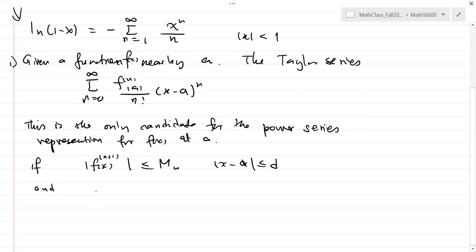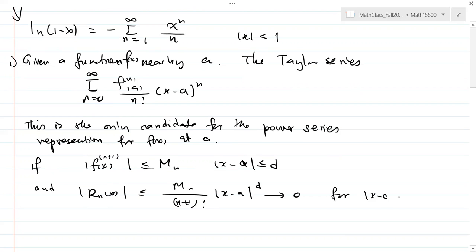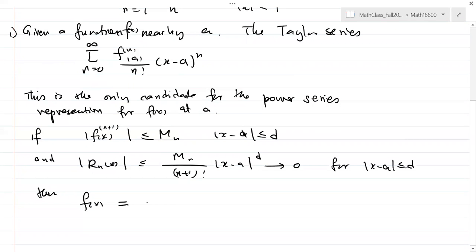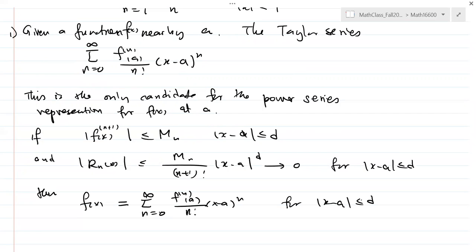and the error, you see the error between the function and the power series, right? This error is less than or equal to M, which depends on n, over n plus 1 factorial, times the absolute value of x minus a, to the n plus 1. If this goes to 0 for the absolute value of x minus a less than or equal to d, then we have this identity. And this is true for the absolute value of x minus a less than or equal to d. Okay, so indeed, this is a power series representation because they're equal, right? Convergent.